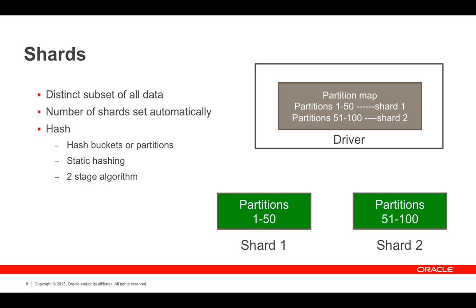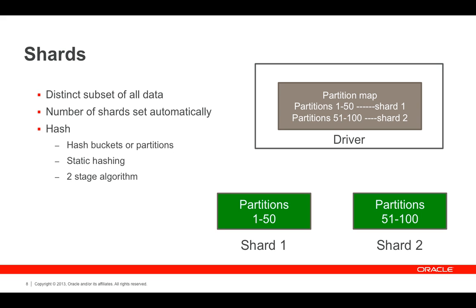The driver, in our case, Oracle NoSQL database driver, has a partition map. Okay. So before we get to partitions, the driver uses a MD5 hash function to determine the hash bucket for your major key. Okay, we call these hash buckets partitions. It's a static hashing, so the number of partitions is fixed. And we will see when we deploy the database, we will set a number for the number of partitions, and then this number cannot change. And it's a two-stage algorithm.